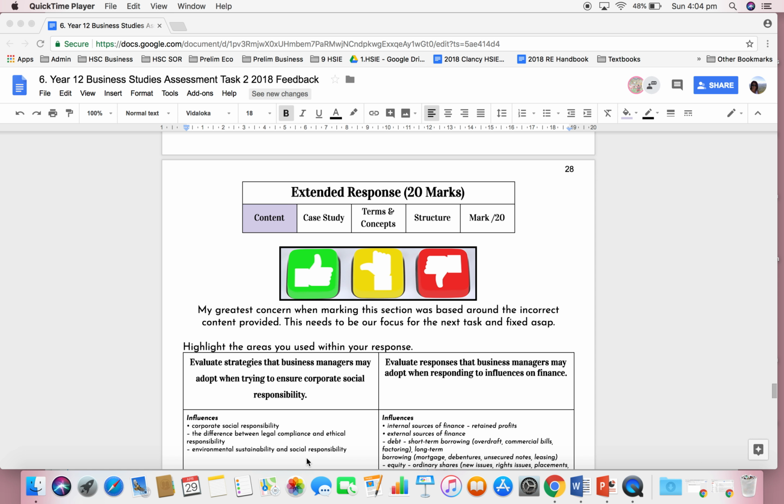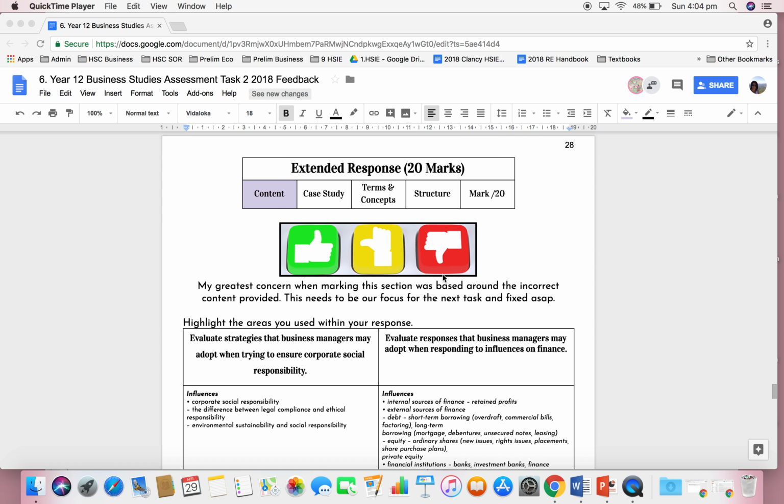So we'll get into the feedback, and I've done it in these 5 sections: content, case study, terms and concepts, structure, and then the mark as a whole. I'm going to look at both questions at the same time, and you then need to go through and have a look at which bit of content relates to yours.